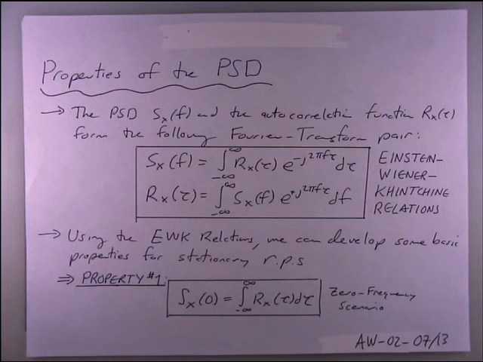They relate autocorrelation, which we can calculate in the time domain, and the power spectral density in the frequency domain by a Fourier transform. And if we want to get the autocorrelation from the power spectral density, an inverse Fourier transform. Cool, right? Beautifully bidirectional. There are some really cool properties, like number one here.